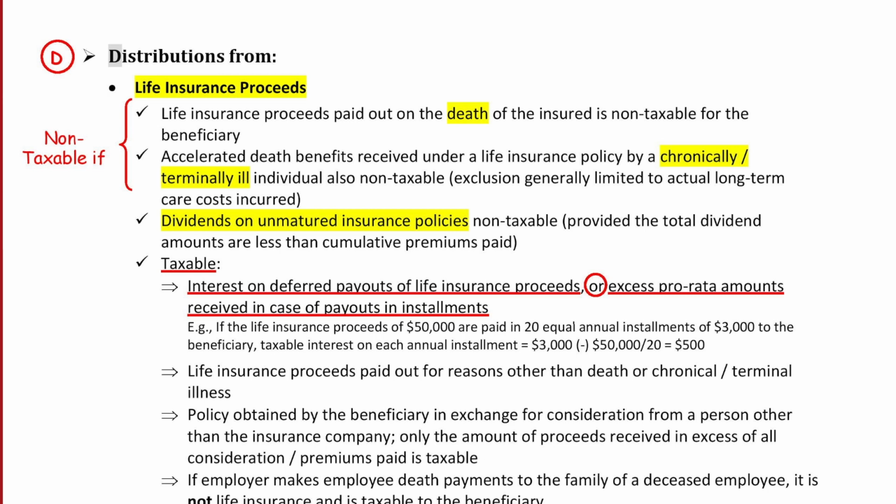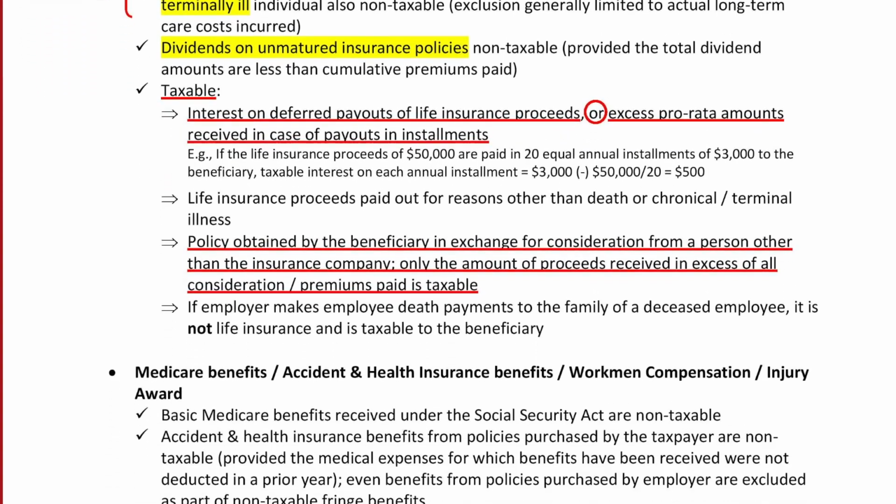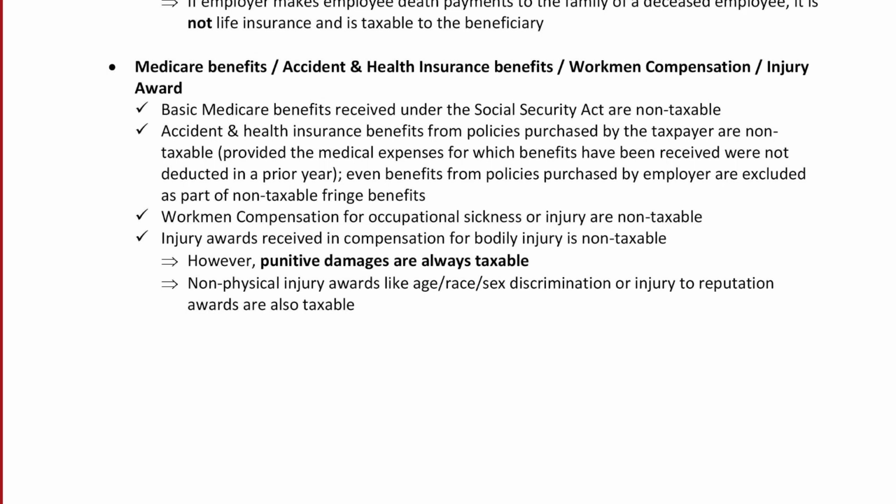Also, it's going to be taxable if the life insurance proceeds are received in case of, underline, a policy obtained by the beneficiary from a person other than the insurance company. On the next sub-bullet, we're talking about distributions from, highlight, Medicare benefits, accident and health insurance benefits, workmen's compensation or an injury award. All these distributions are non-taxable for the taxpayer.